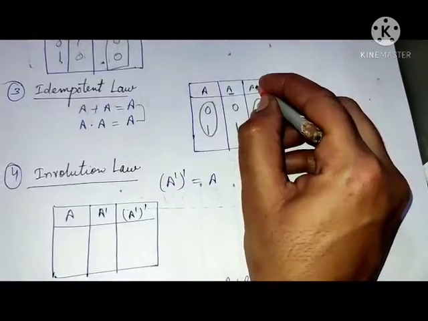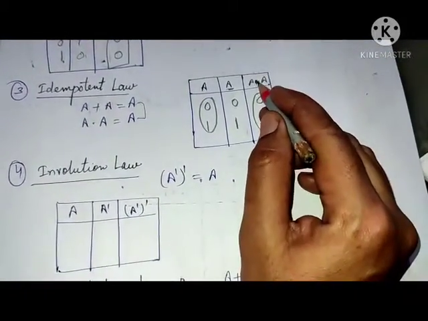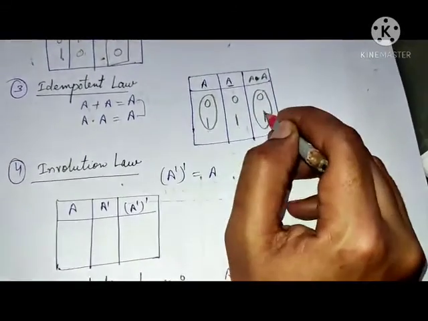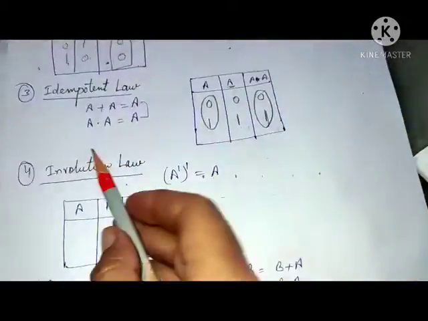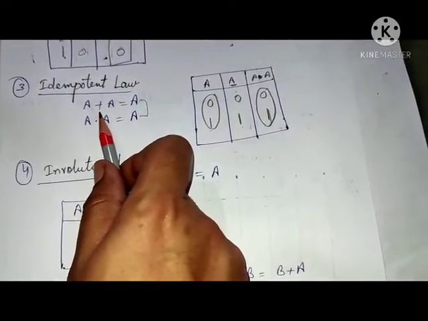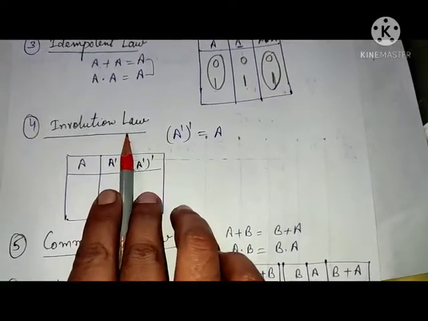Or in another case, if we are doing the product of these two variables, product of a with a only, then again the result is 0, 1, 1, the result is 1. So we can say that if any variable is added or multiplied with the same variable, then the result is that variable. Next is involution law.